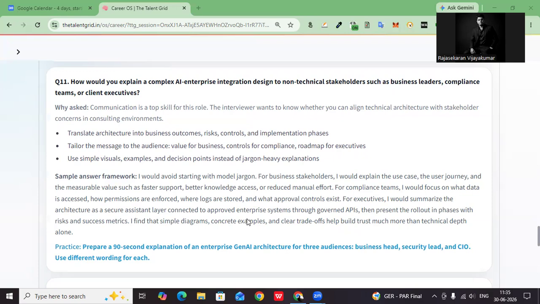So I will be designing the deck: one for business leaders, one for the compliance team, and one for client executives. For the business leader, my focus would be purely on the business value, the outcome, what productivity the team is going to get with this implementation of the enterprise API, the benefits, and the savings.